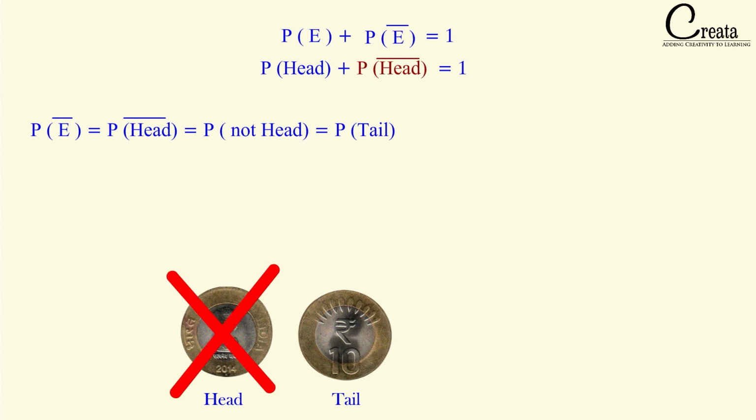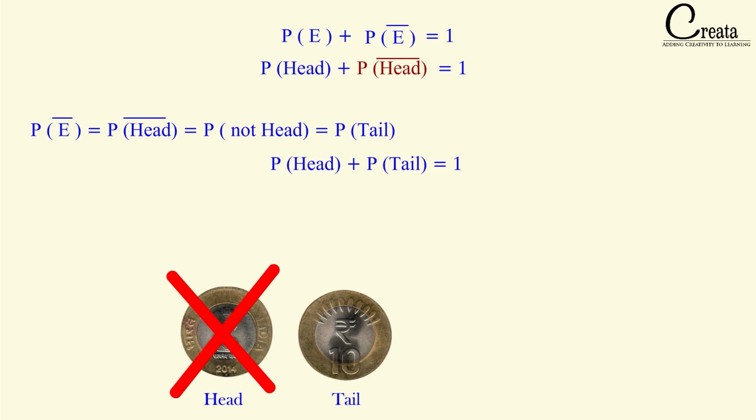What is the possibility of not getting the head? That is getting the tail. When we get the tail, we can say it is not head. We are having only two outputs, so we can say so. And we know the probability of head plus probability of tail is equal to 1, as we have seen in the first observation.